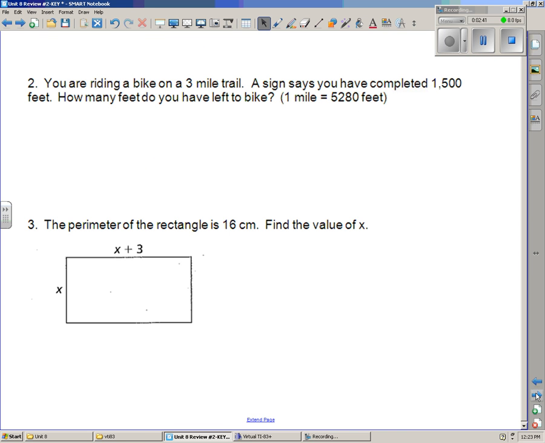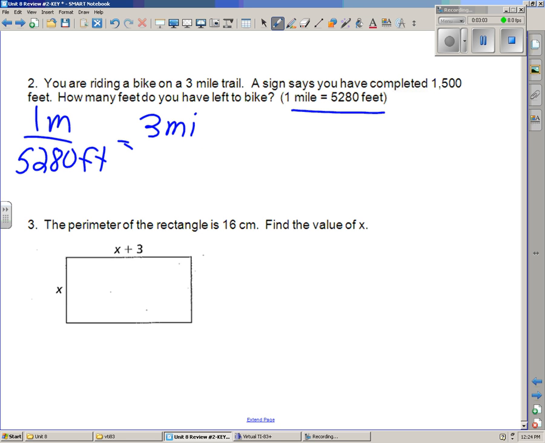Okay, so the next thing it says to you, all right, you are riding a bike on a 3-mile trail. A sign says you have completed 1,500 feet. How many feet do you have left to bike? Well, we've got this conversion where 1 mile equals 5,280 feet. So if 1 mile equals 5,280 feet, then 3 miles equals x feet. When you cross multiply, you're going to get x equaling 15,840 feet.